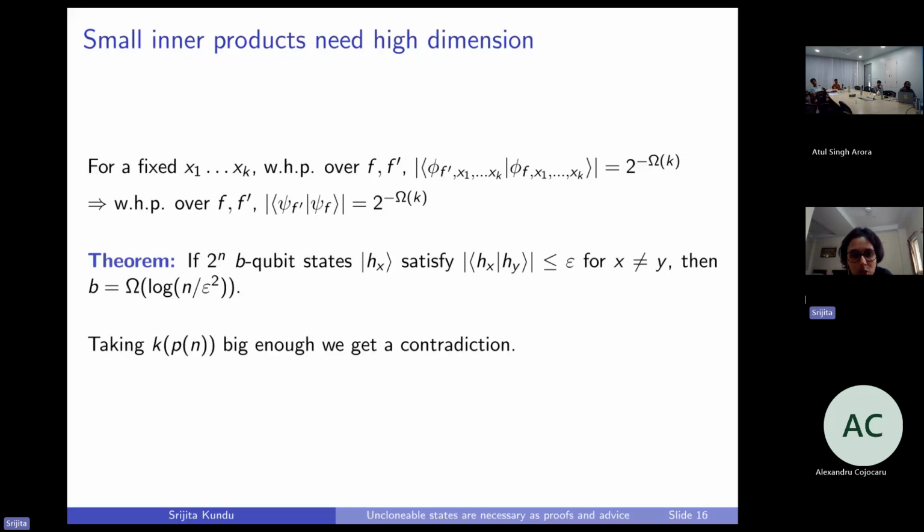And we can use this result now to get a contradiction, because we have shown that the proof states that Alice sends to the Bobs must have small inner product with high probability over the choice of f and f prime. But remember that we are getting K as a function of the size of the proof states to begin with. So if you take K to be big enough, depending on the initial size of the proof states, you can get a contradiction by using this theorem. Sorry, I know the last part was a bit technical, but that's the high-level idea.